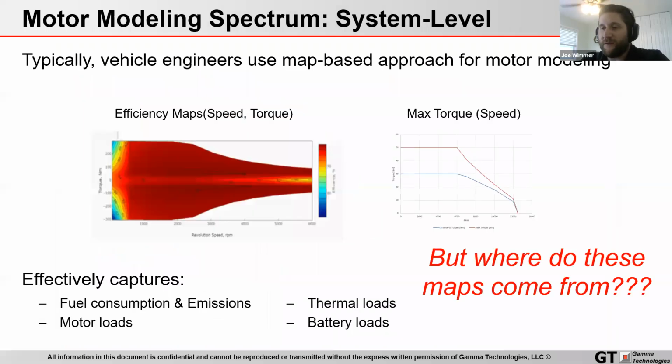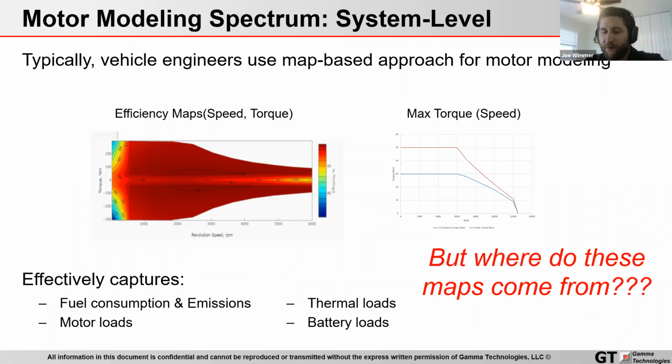Now, typically, most people who are at this stage of this system level simulation are going to be using map-based motors. And so what these map-based motors will have is generally an efficiency map or a power loss map, as well as just a max torque versus speed. And these efficiencies or power losses are generally functions of speed and torque.